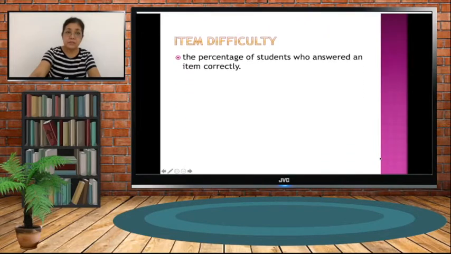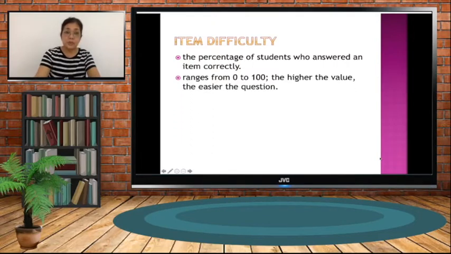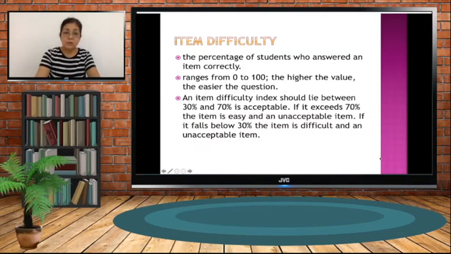What about the item difficulty? Here, we are after the percentage of students who answered the item correctly, the correct responses of the students. It ranges from 0 to 100, meaning the higher the value we obtain from the item difficulty, the easier is the question. Now, for decision making, whether a certain item is difficult or not, we have to see to it that the item falls within the range of 30% and 70% to be acceptable. If it exceeds 70%, that particular item is too easy and not acceptable. And if it falls below 30%, the item is considered difficult and unacceptable too.